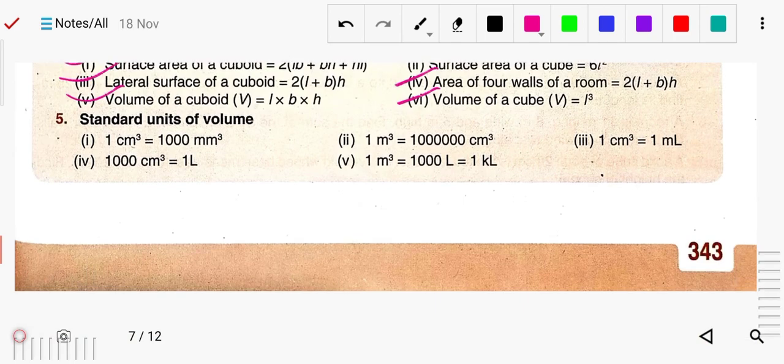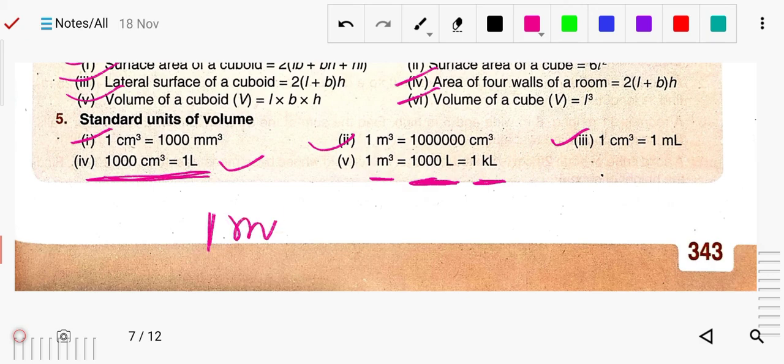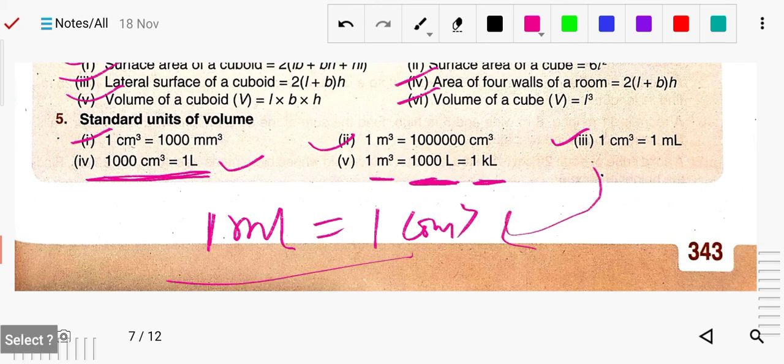And this is a very important one: 1 centimeter cube equals 1 milliliter, and 1000 centimeter cube equals 1 liter. 1 meter cube equals 1000 liter, or 1 kiloliter. 1 milliliter equals 1 centimeter cube. All these unit conversions you have to remember and learn.